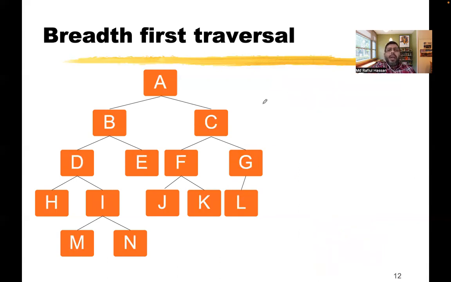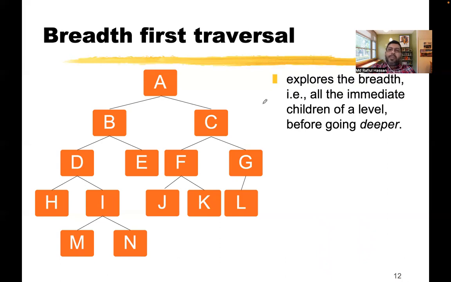So this other algorithm is called breadth first. In the breadth first, we will first explore the siblings of any node, then we'll go deeper. I can show you in this example: explore the breadth, that is all the immediate children of a level, before going deeper. We will not go deeper first, unlike the depth first traversal.